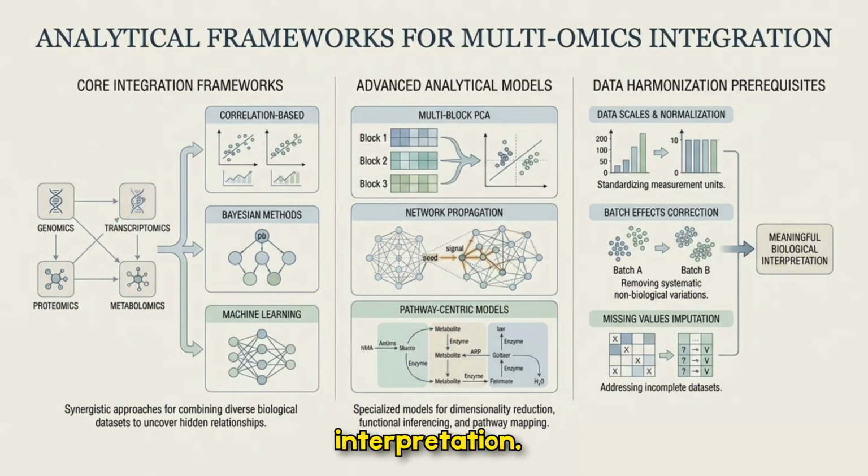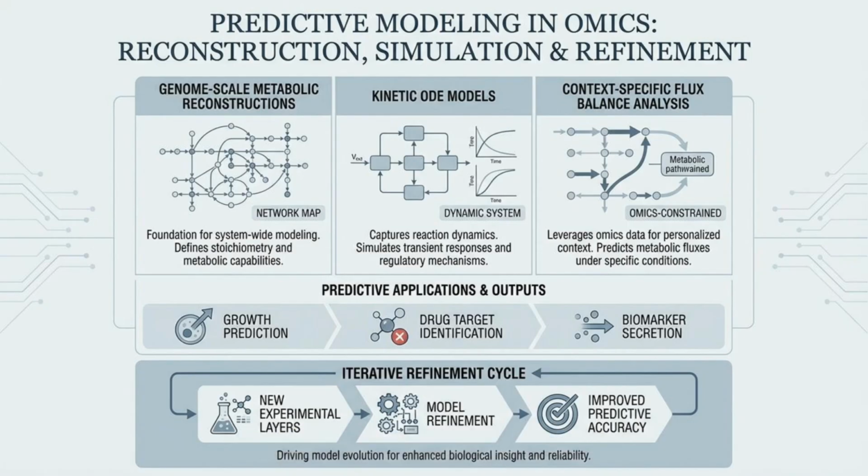Predictive modeling in omics uses genome-scale metabolic reconstructions, kinetic ODE systems, and context-specific flux balance analyses to simulate biology and predict outcomes. These models support growth predictions, drug target identification, and biomarker secretion, and they improve through an iterative cycle of new experiments, model refinement, and validation to boost predictive accuracy.